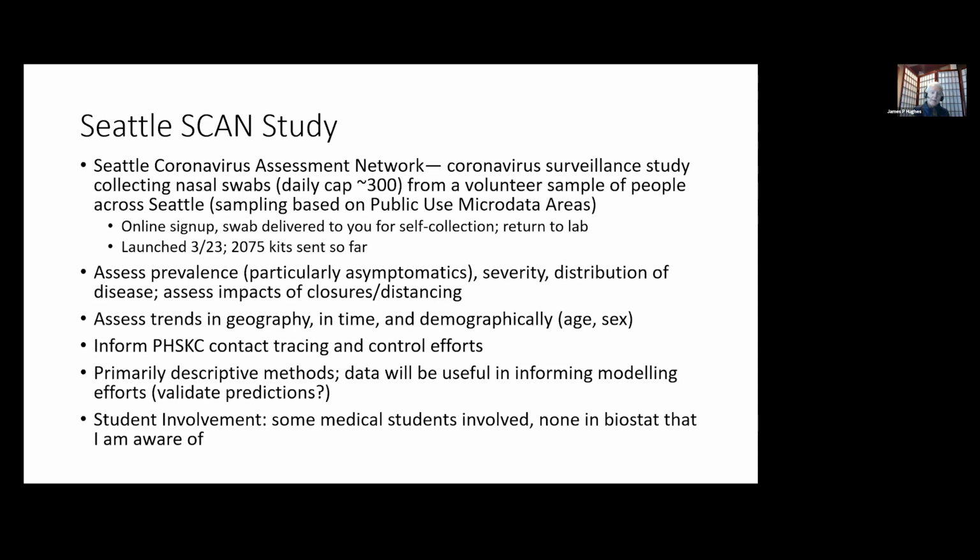And I think there are some interesting statistical issues about how to best evaluate and validate these complex nonlinear dynamic models of epidemics. So I think there could be some interesting statistical work there. At this point, I know there are medical students involved in the study, but none from Biostat that I'm aware of. So I think I'll just stop there, and I'm happy to entertain any questions.